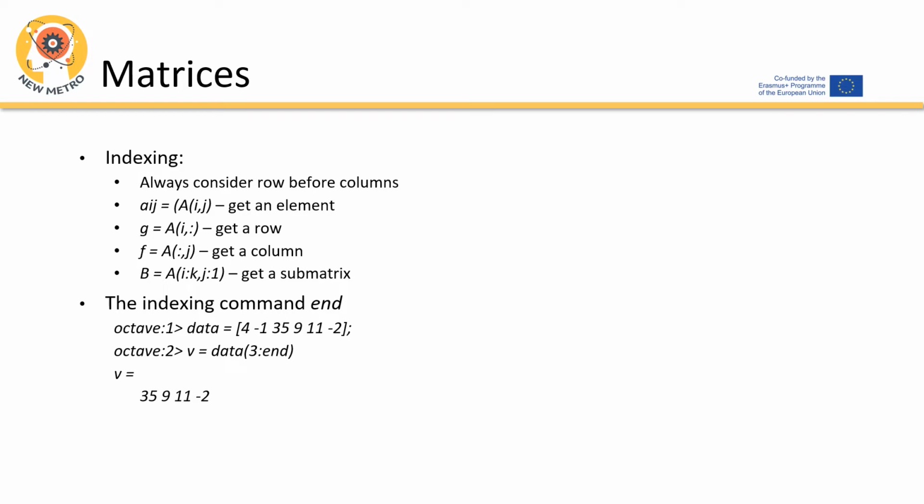We can also use the indexing command end, where we have matrix data = [4 -1 35 9 11 -2]. In order to get the submatrix, we do V = data(3:end), and the result will be the matrix we had before, from 35 starting to 9, 11 and -2, which means the end.